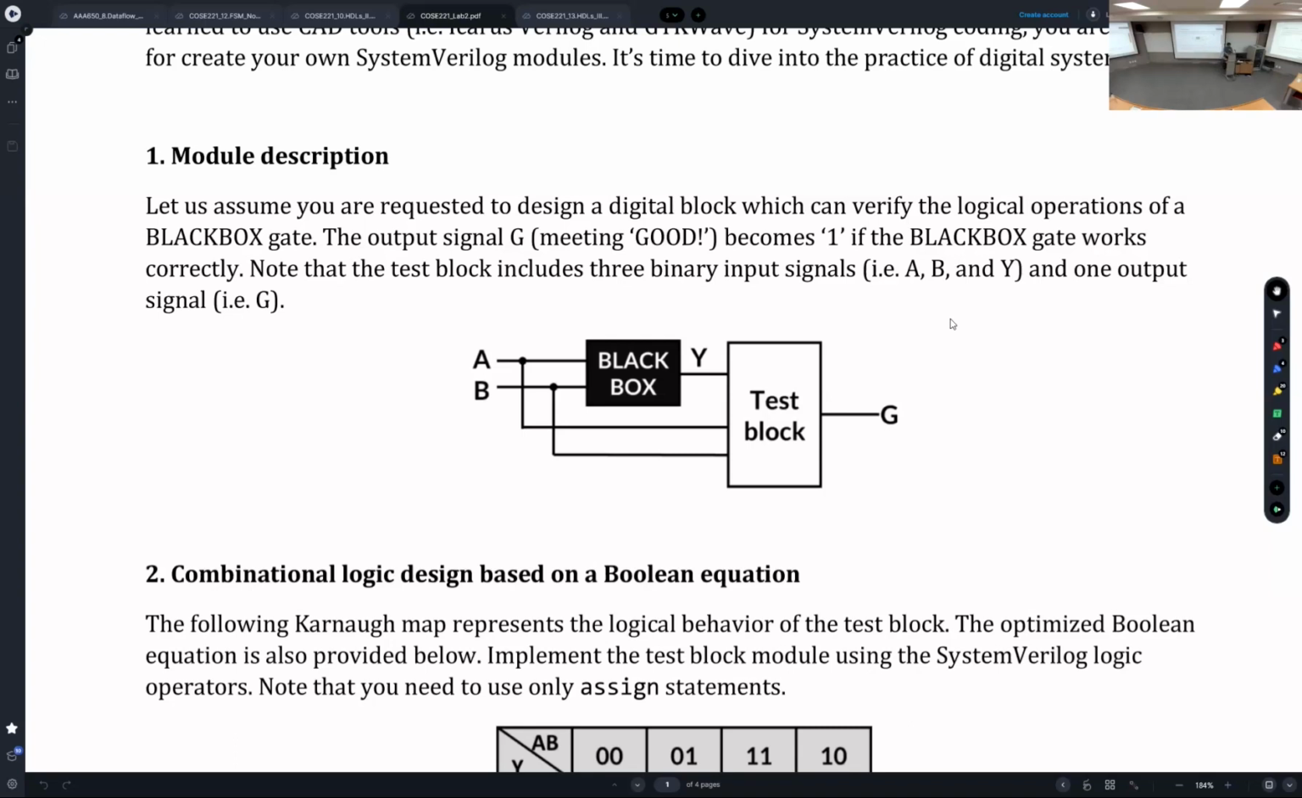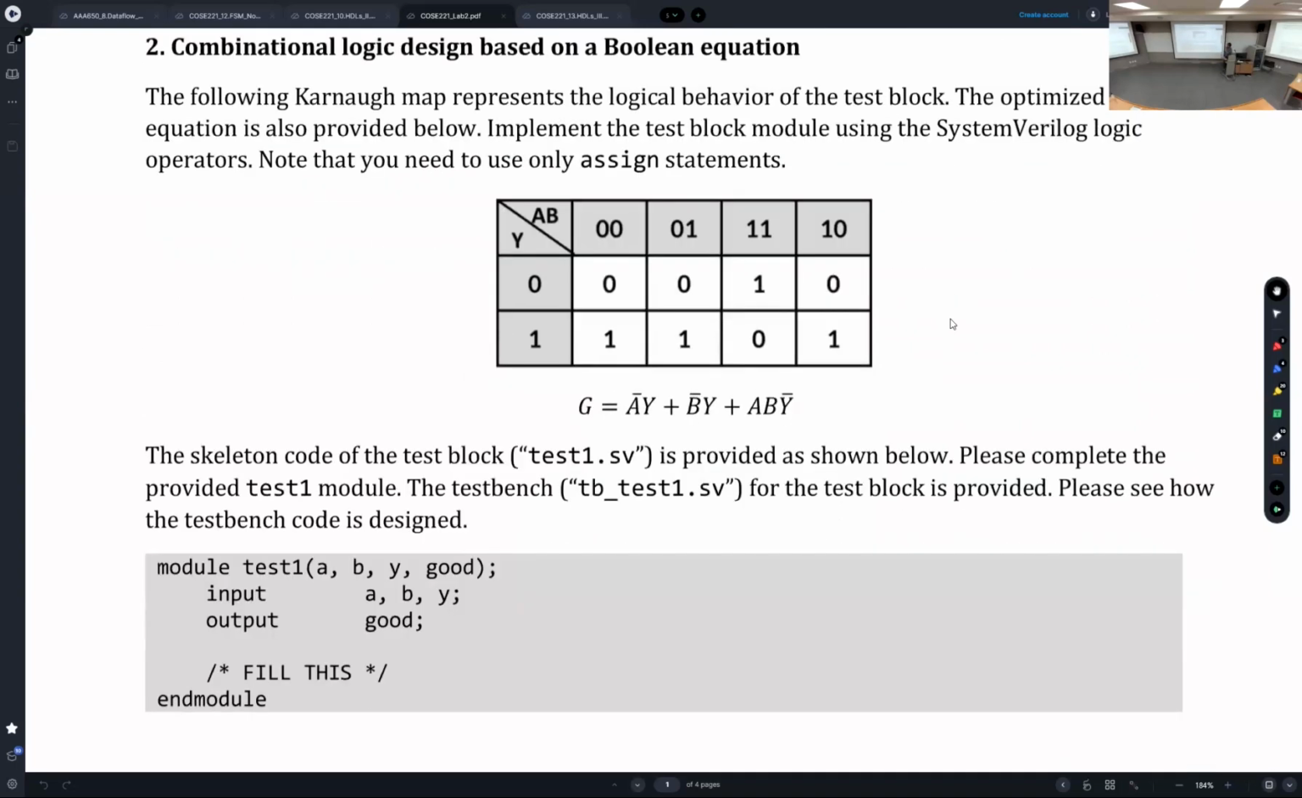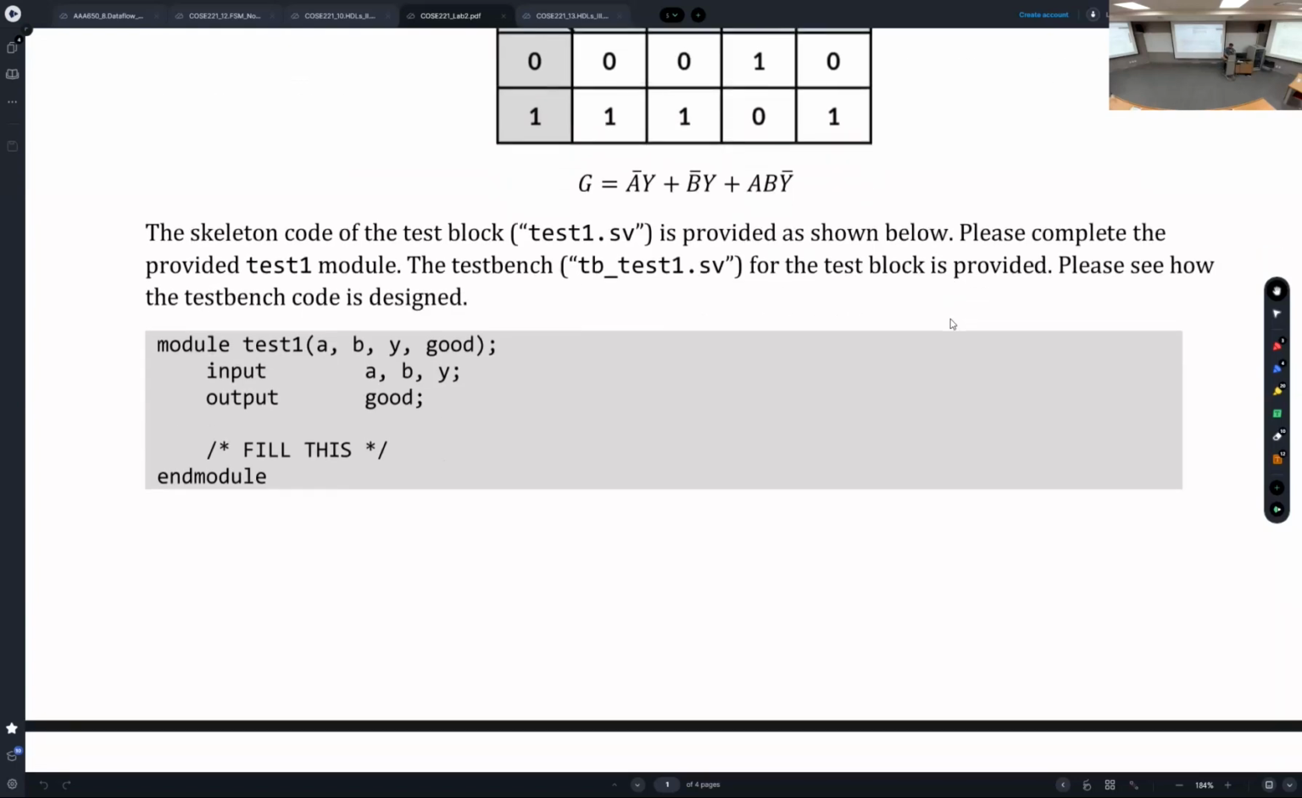I already provide the kernel, which means the truth table and the Boolean equation. You can add the proper equation. It means the assignment statement in this test module. It will not be difficult.